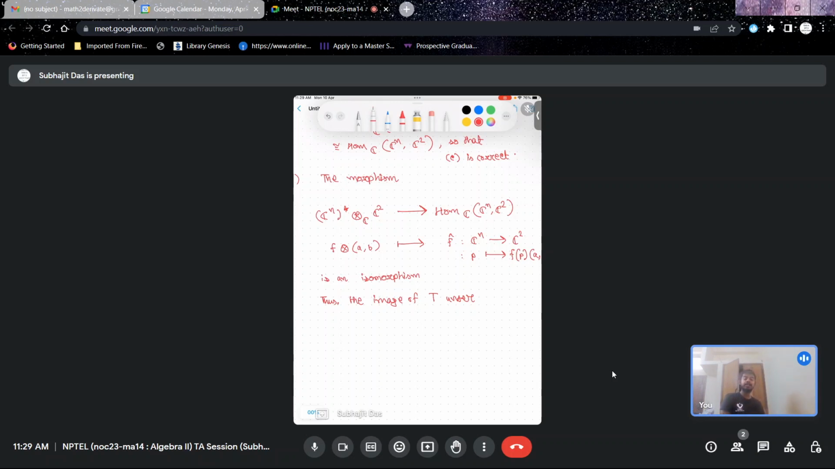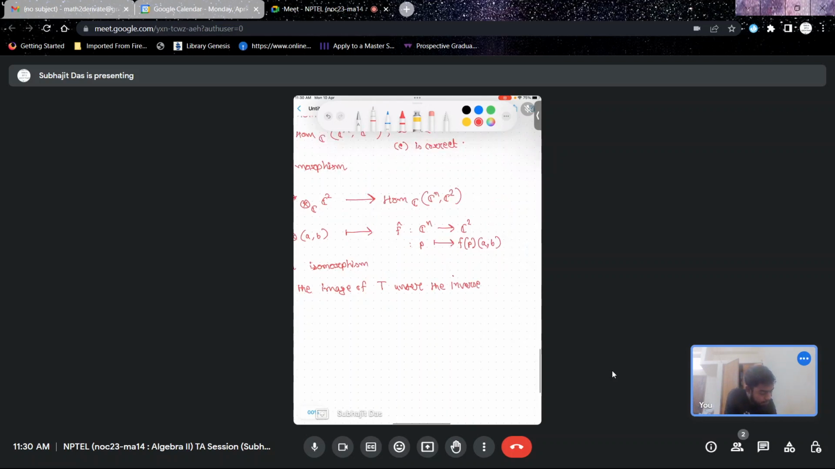So capital T is a linear mapping of Cn into C2, which means that capital T is an element in the codomain of this morphism, right? And that is the target of this morphism. Therefore the image of T under the inverse of this isomorphism. This is an isomorphism, it therefore possesses an inverse. This arrow is invertible. So under the inverse map, or inverse arrow, or inverse morphism, whatever you'd like to call it, right?